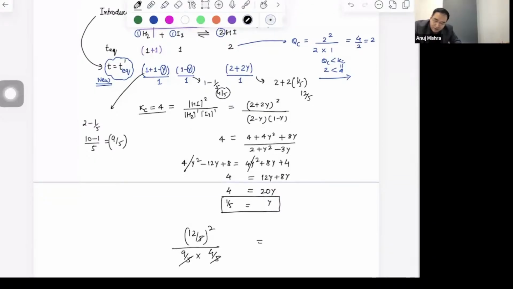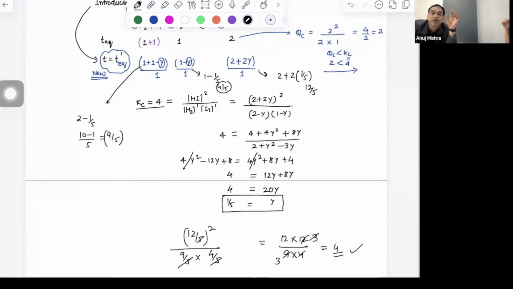The 5s all cancel. This is 12 into 12 divided by 9 into 4. It comes to 4, which means it is fine. What we have done is right. So this is the way you can solve the new equilibrium setup.